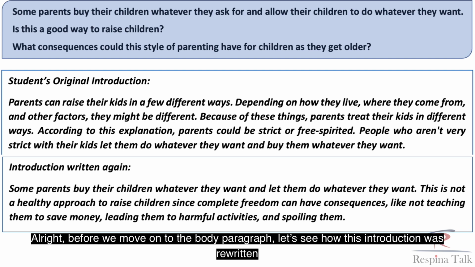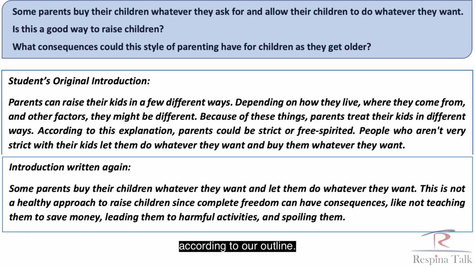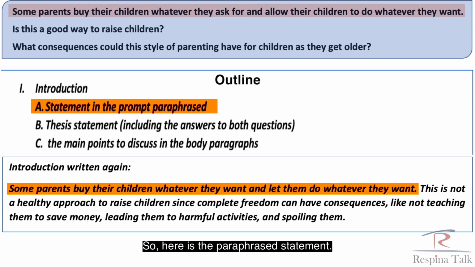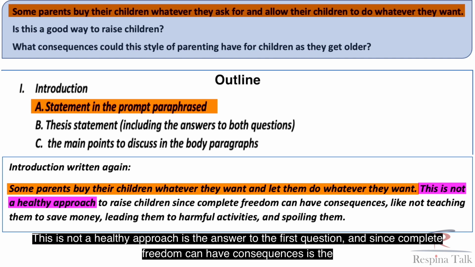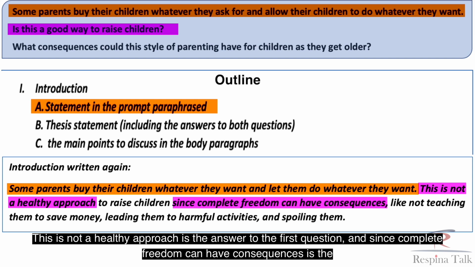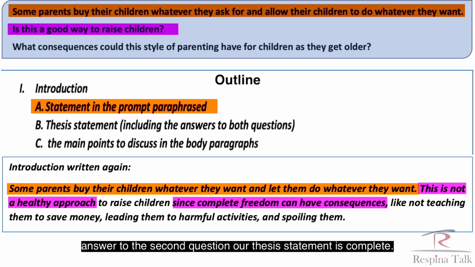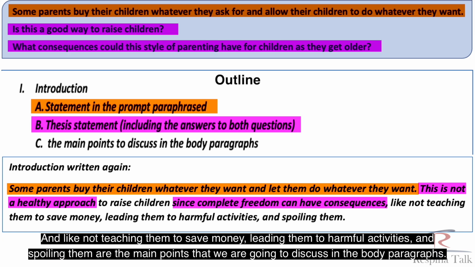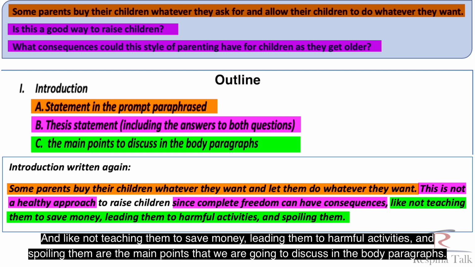All right, before we move on to the body paragraph, let's see how this introduction was rewritten according to our outline. So here is the paraphrased statement. This is not a healthy approach is the answer to the first question, and since complete freedom can have consequences is the answer to the second question, so our thesis statement is complete. And like not teaching them to save money, leading them to harmful activities, and spoiling them are the main points that we're going to discuss in the body paragraphs.